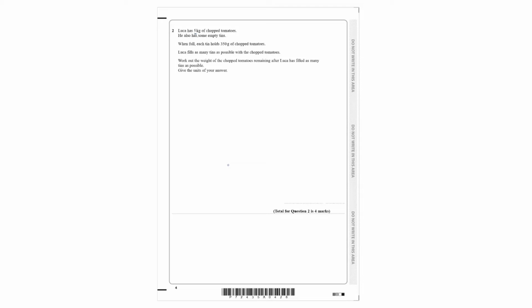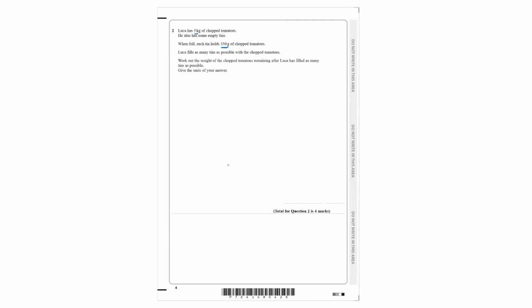Luca has 5 kilograms of chopped tomatoes. He also has some empty tins. Each tin holds 350 grams of chopped tomatoes. Luca fills as many tins as possible with the chopped tomatoes. Work out the weight of chopped tomatoes remaining after Luca has filled as many tins as possible. Give the units of your answer.